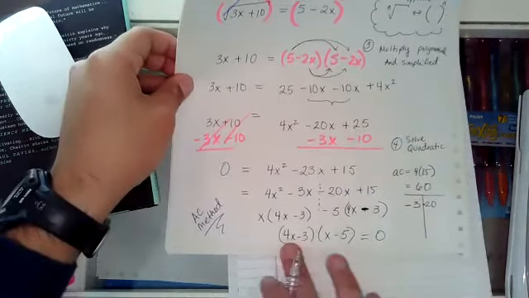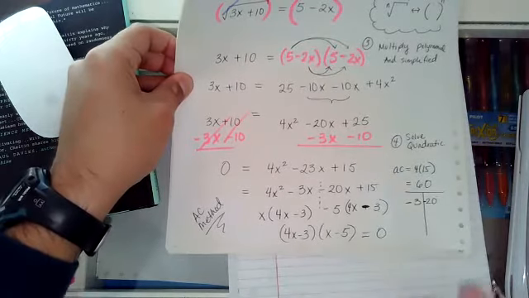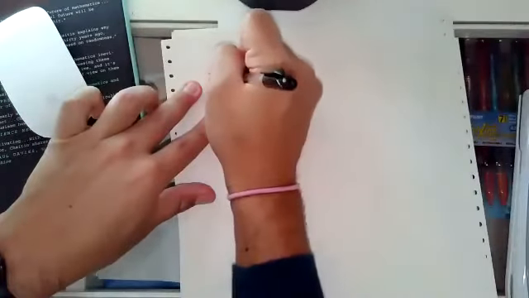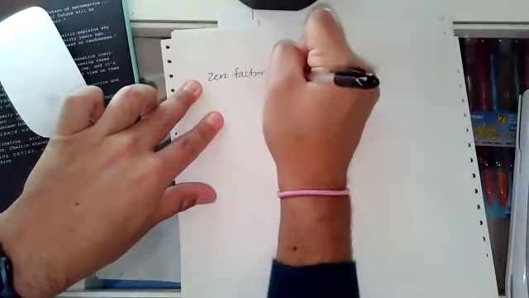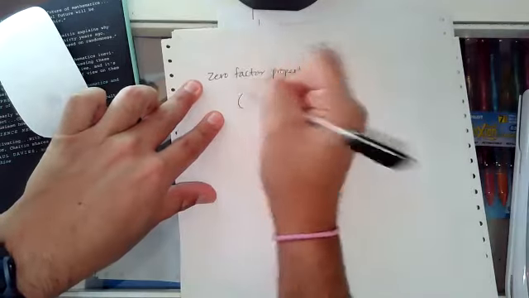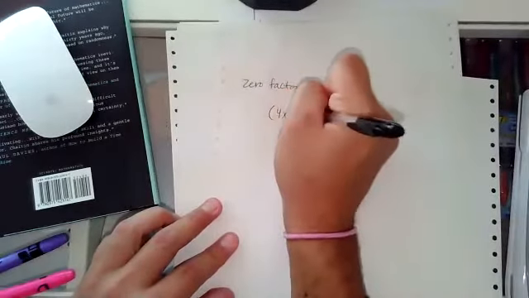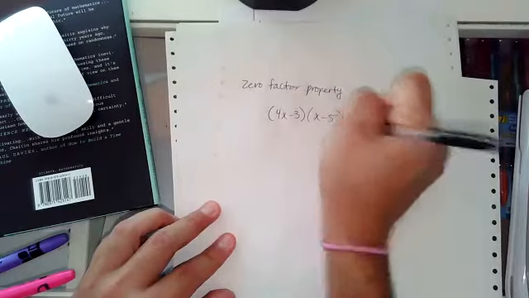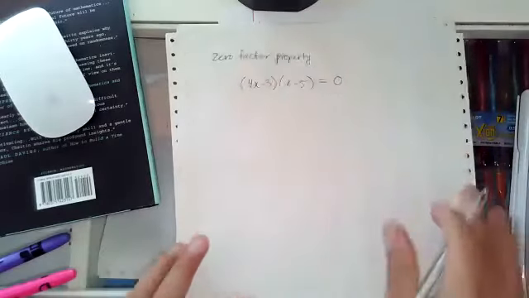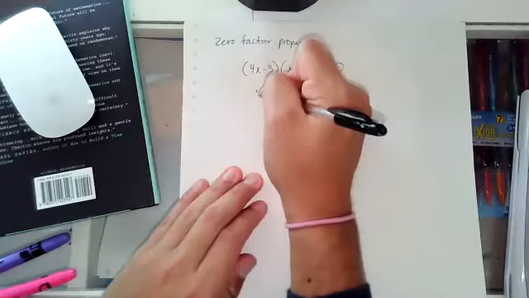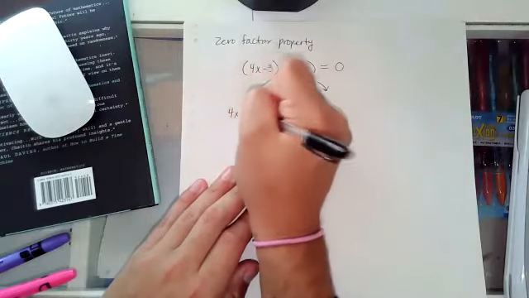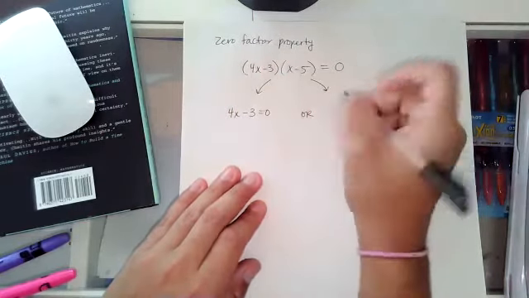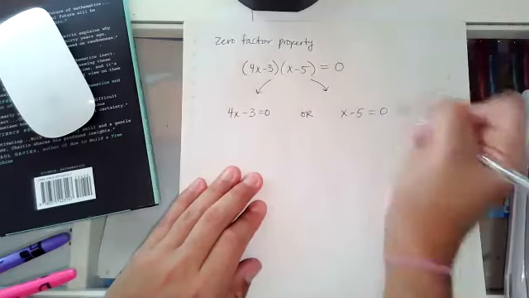Well, now that we have this in this form, we can just solve this using the zero factor property. The zero factor property says that if we have 4x minus 3, and this was x minus 5, if I recall correctly, and these two things are being multiplied to give us 0, that means that either 4x minus 3 is equal to 0 or x minus 5 is equal to 0.